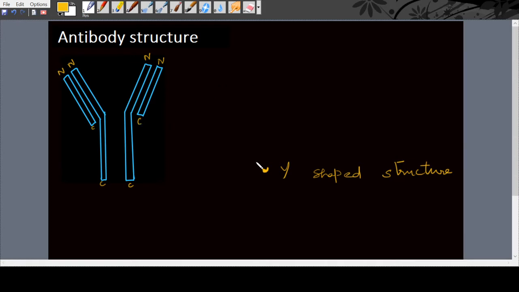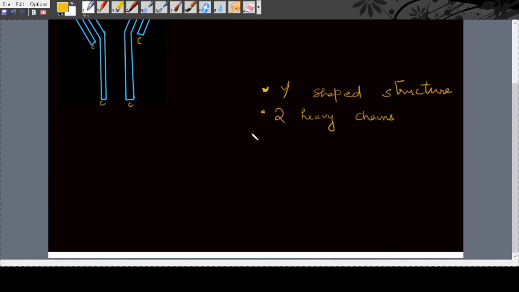And this Y-shaped structure has two heavy chains. Here you can see this is the heavy chain and this is heavy chain number 2. So they have two heavy chains. And of course it has two light chains.